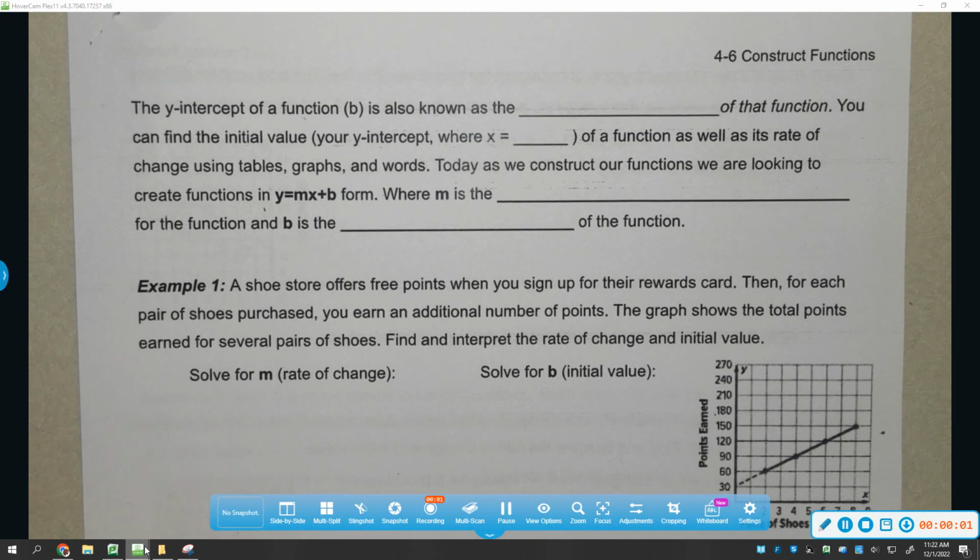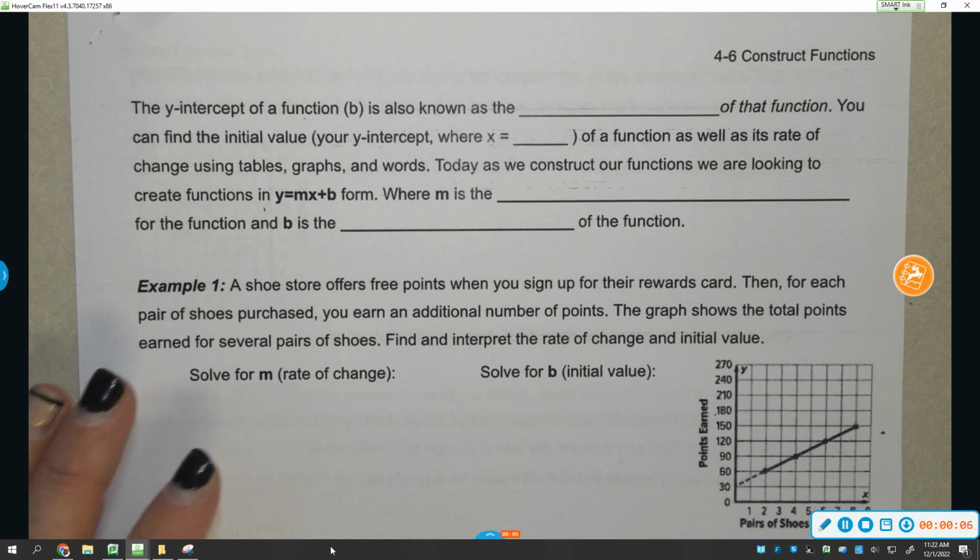Today with constructing functions, let me get rid of this here. All right, we're going to be talking again about y-intercept and the rate of change, the m and the b.